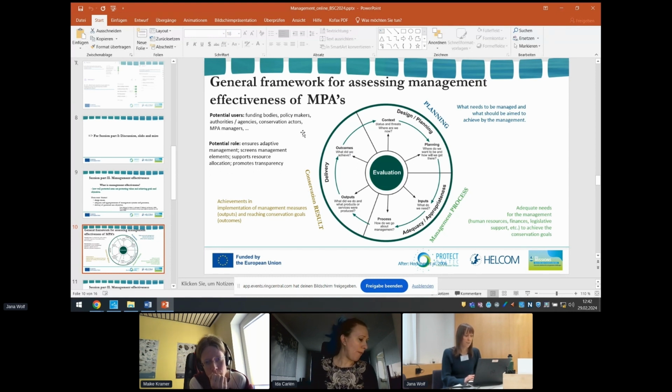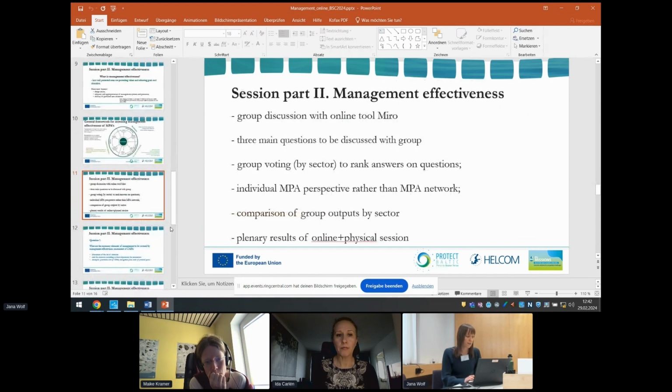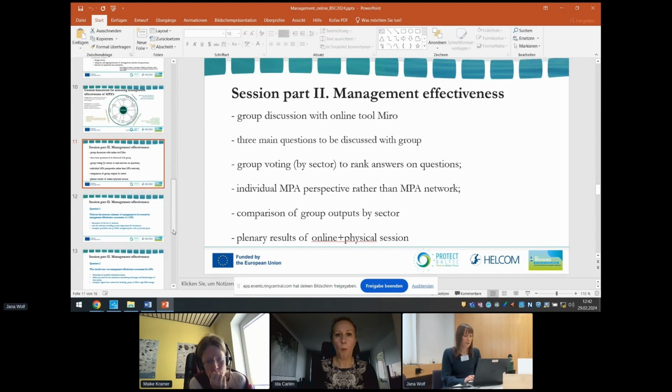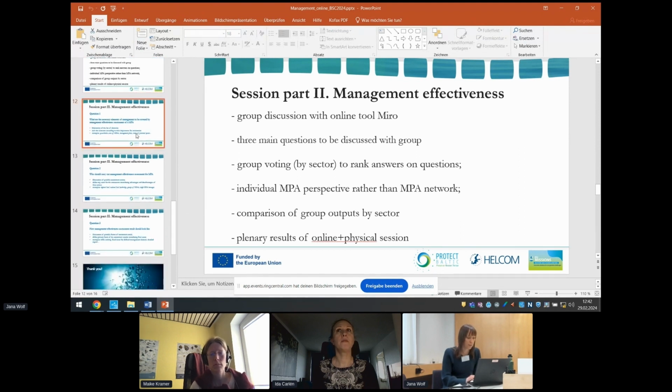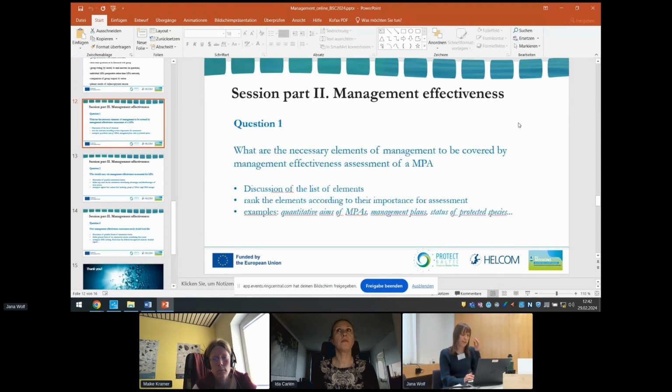And for this part of the session, we will discuss again in Miro. We will group you into different sectors. So if you're an NGO or from research or ministries, for example, I will cut this part a bit short and we'll jump directly to the first question.